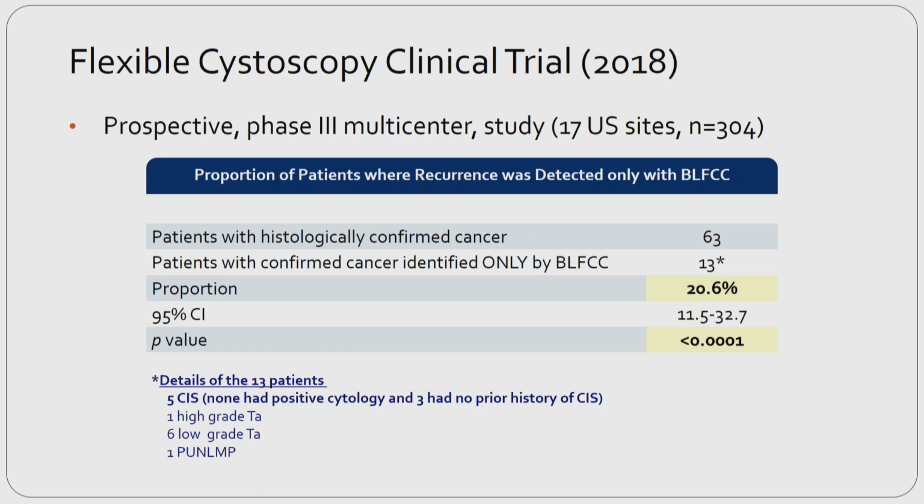Here, if you look at the end results of the study, the bottom line is 1 in 5. So 20% of patients had additional tumor that was detected with blue light only. And this is in the office setting. This is not in the OR setting. This is not for a TURBT, but this is in the flexible cystoscopy in the office setting. The bottom line number is 1 in 5 patients had additional tumor detected.